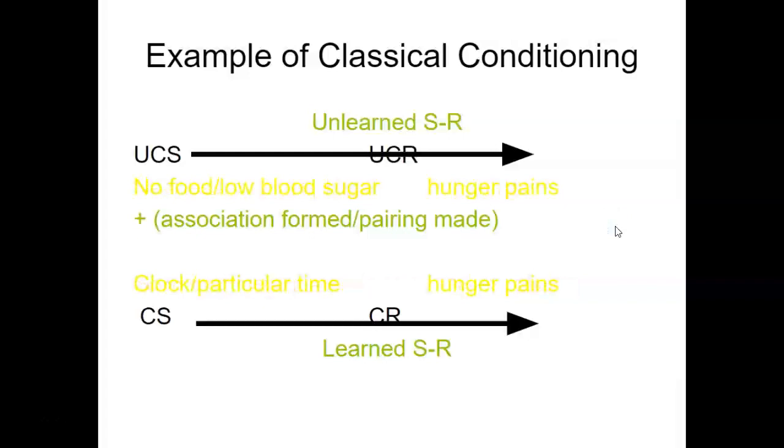Okay, another example. Let's say you have no food or you have low blood sugar, so in your stomach you have hunger pains. That is the unconditioned stimulus and unconditioned response. Remember, those things, did you have to train yourself to be hungry? No, this is unlearned. It is a reflex.